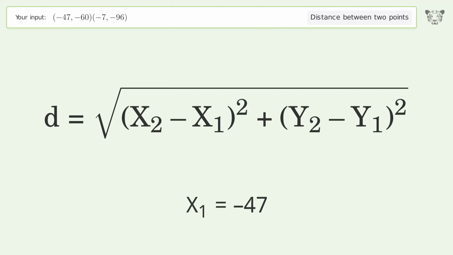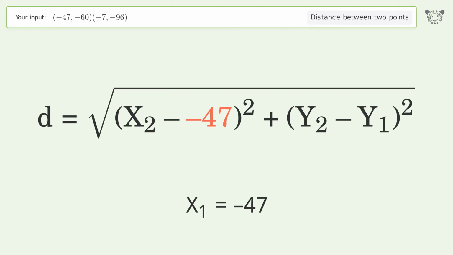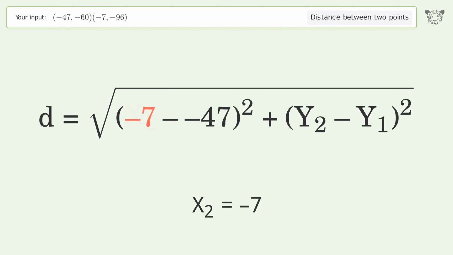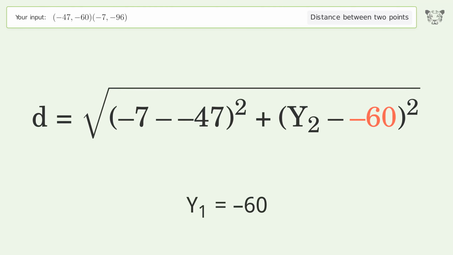x1 equals -47. x2 equals -7. y1 equals -60. y2 equals -96.